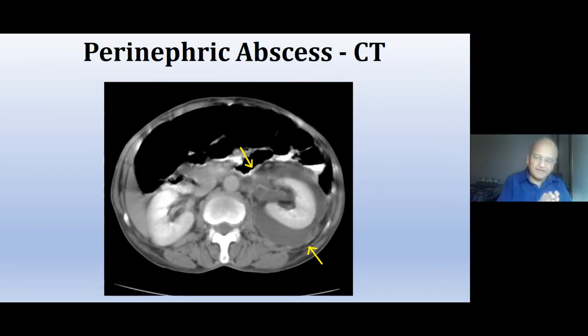A person presenting with fever, pain in the renal angle, in the loin, with renal angle tenderness on a background of sepsis, you'll have to think of perinephric abscess, which can be seen with a classical CT scan.